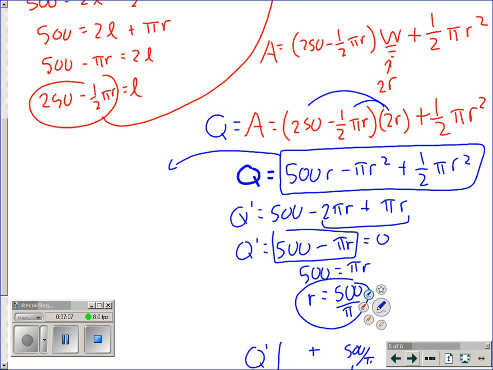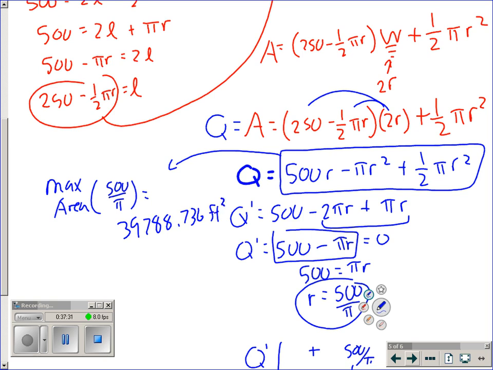So my max area after plugging in 500 over pi into that, I end up getting approximately 39,788.736 feet squared.